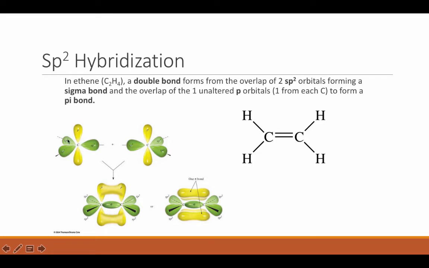Here's our carbon with our three equivalent sp2 hybrid orbitals, and our one unchanged p orbital. This is the remaining p orbital left after two of the three p orbitals have been hybridized. Likewise for the other carbon. When these two carbons come together, we get the end-to-end overlap that forms the sigma bond between the two carbons and the side-to-side overlap of those unaltered p orbitals, forming the pi bond. A sigma plus a pi bond gives us a double bond.